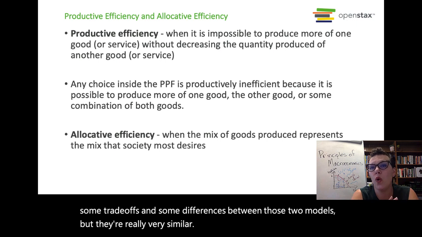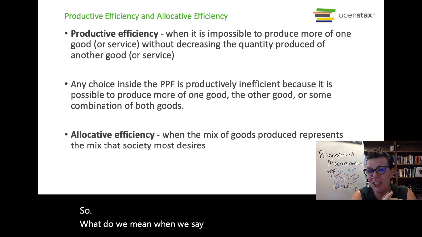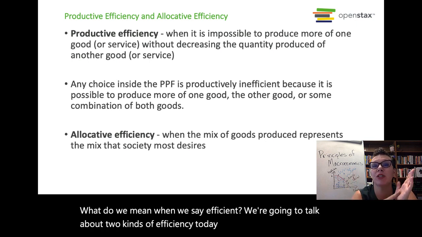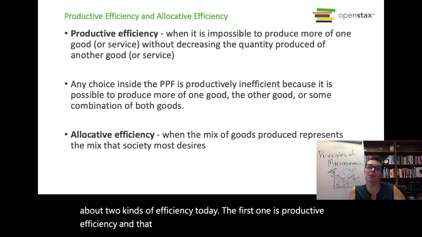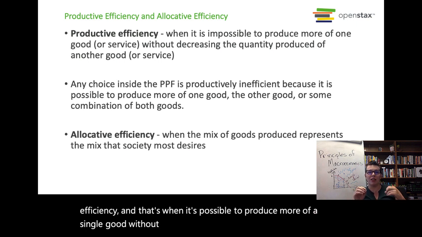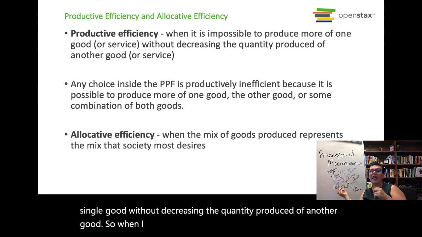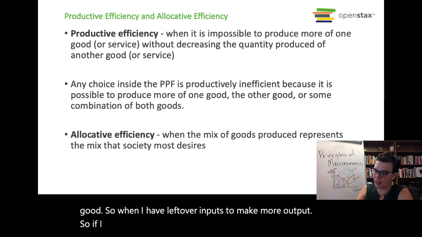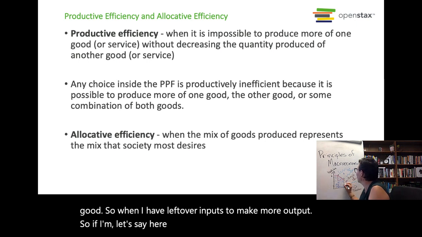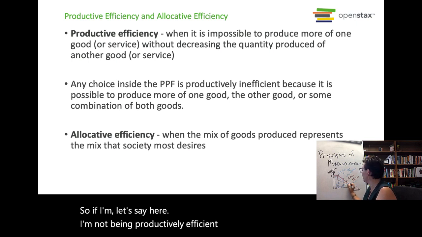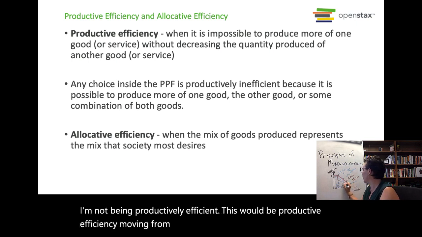So what do we mean when we say efficient? We're going to talk about two kinds of efficiency today. The first one is productive efficiency, and that's when it's possible to produce more of a single good without decreasing the quantity produced of another good. So when I have leftover inputs to make more output. So if I'm, let's say here, I'm not being productively efficient. This would be productive efficiency, moving from, say, point E to point D. That would be a productive efficiency.